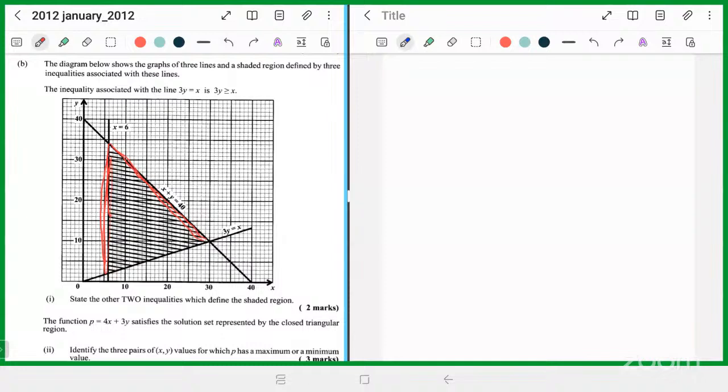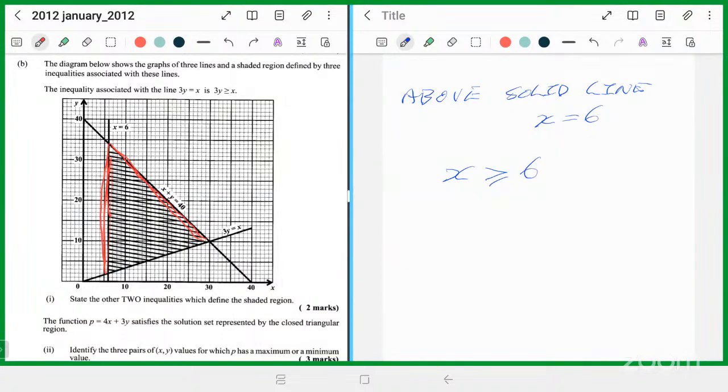So the shaded region is above, look at it, above a solid line, x equals 6. That inequality is therefore x greater than or equal to 6. That's the first one. The second one, the shaded region is below x plus y equals 10. Below a solid line. And that solid line is x plus y equals 10.